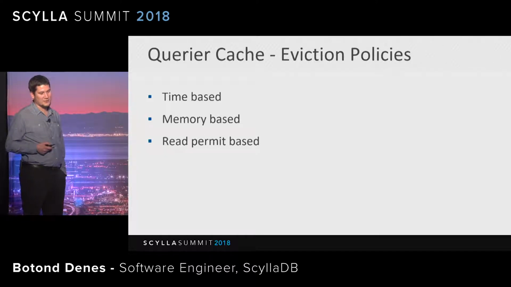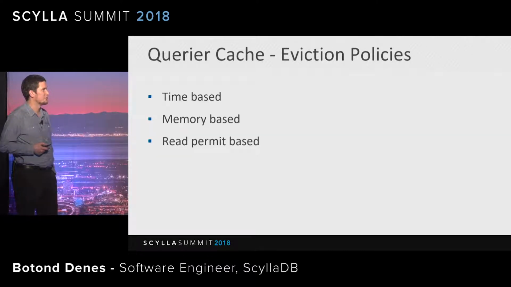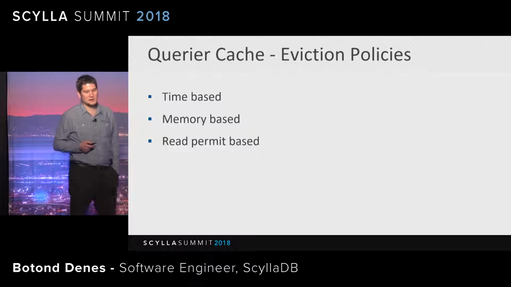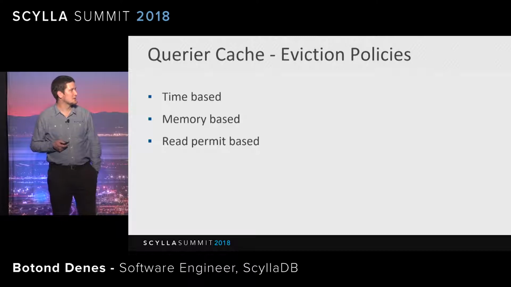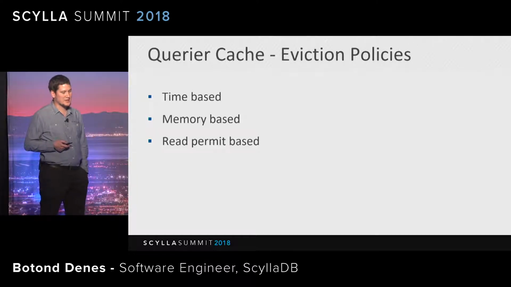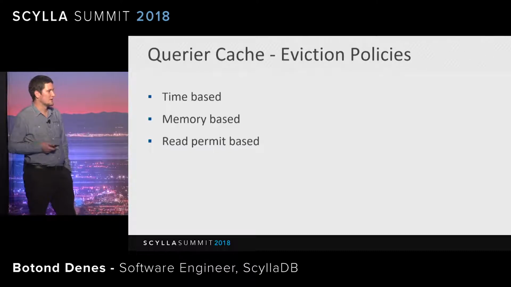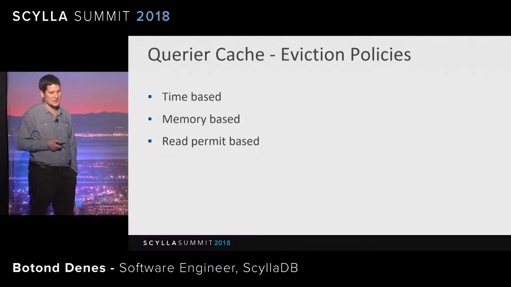We want to take care for the Querier cache to not take up unbounded resources. So we have several eviction policies in place. The first one is time-based. Queries can be abandoned. The client might crash, network connections might break up, a number of things can happen. So when we insert a Querier into the cache, we attach a time to live to it. This is 10 seconds. When this expires and the Querier was not looked up in the meanwhile, it is evicted.